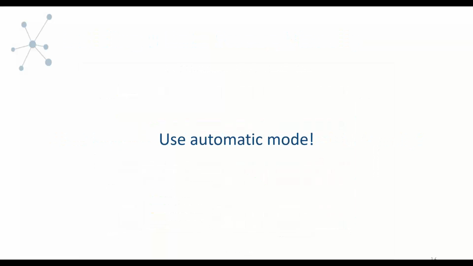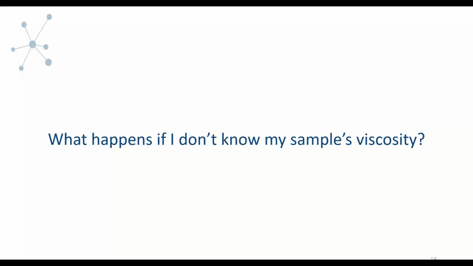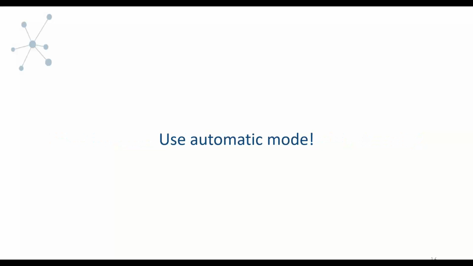And so that begs the question: what happens if I don't know my sample's viscosity? Well, all of our instruments have what we call automatic mode, where the instrument will decide which shear rate and flow rate to use on your sample based on what chip is inserted into the instrument. And that way, if a sample is too viscous for that chip, then the instrument will say, oh no, this is an overpressure, we're going to stop the experiment here. So then you know, okay, if I overpressured my A chip with this sample, I need to move to a B chip or a C chip.